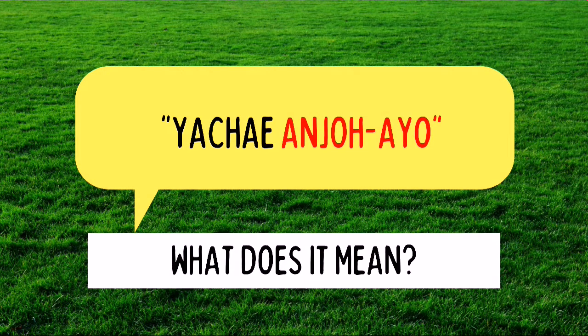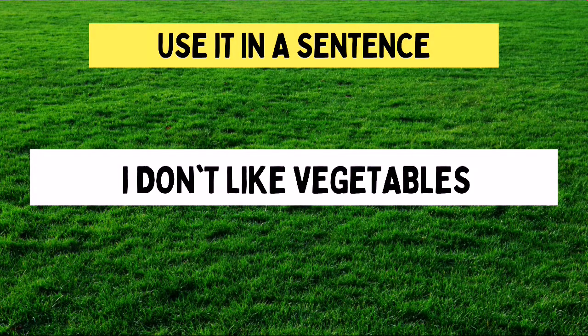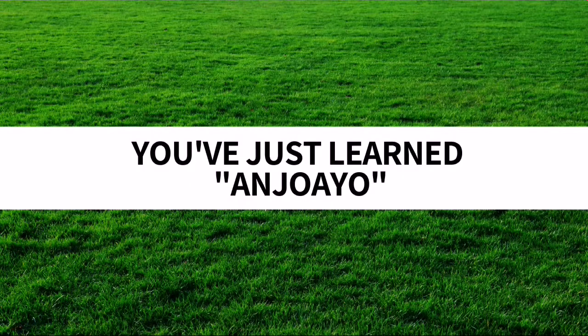So, looking back at the example sentence at the start of the video, we already know by now that the meaning of the sentence 야채 안좋아요 is simply I don't like vegetables. And with that, you've just learned anjoyo.